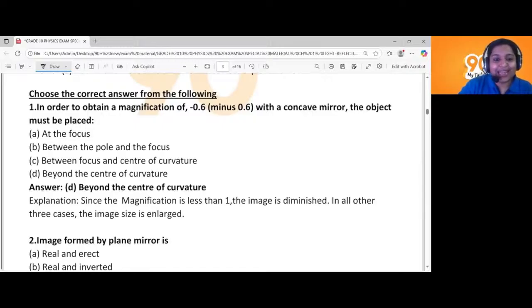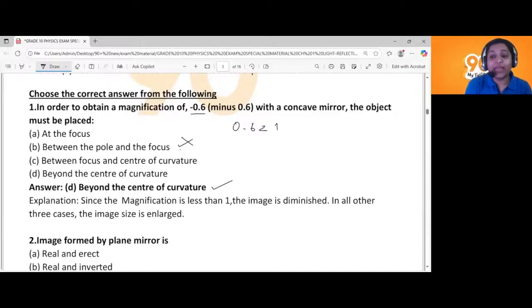So, to get a negative magnification, the image should be real. That case is okay except this one. Except point B, all other cases are forming real images. So we will get an inverted one. But 0.6 is less than 1, which means the image is diminished. So in which case are we getting the diminished image? That is beyond the center of curvature. When you keep an object beyond the center of curvature, we are getting a diminished image. Okay. So the choice is beyond the center of curvature.